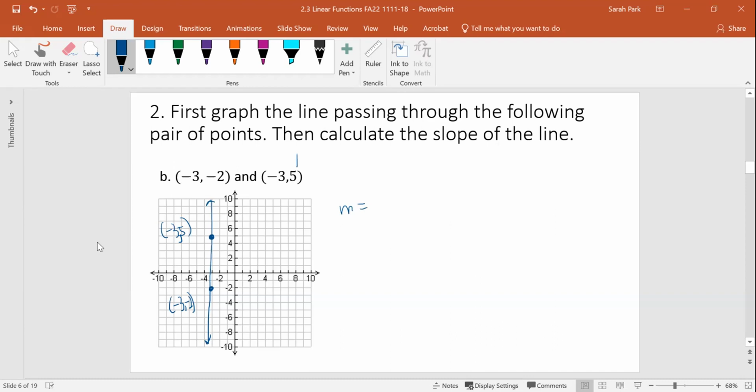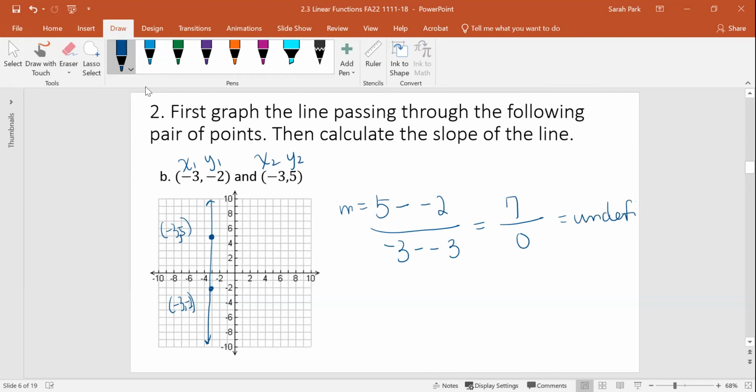So let's look at our slope. It's y2, which is the 5, minus, oh, I forgot to label these. Let's label this x1, y1, x2, y2. So 5 minus y1, which is -2. x2 is -3, and I'm going to subtract x1, which is -3. 5 plus 2 is 7. -3 plus 3 is 0. And 7 divided by 0 is a number that can't be calculated, so we say it's undefined. What that means is any vertical line doesn't really have a slope. The slope is undefined.